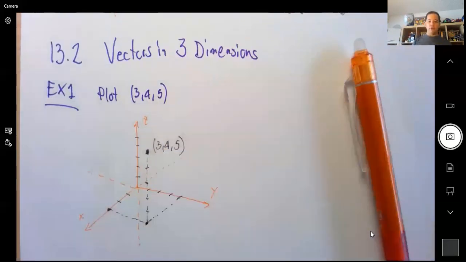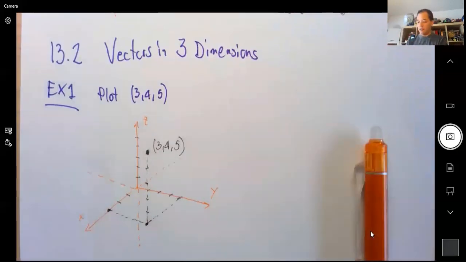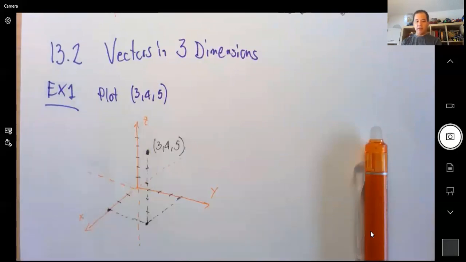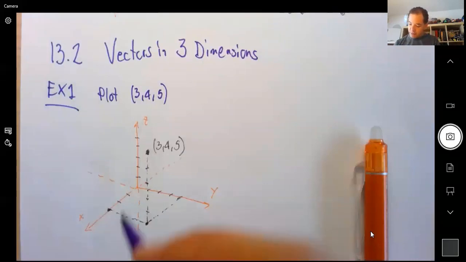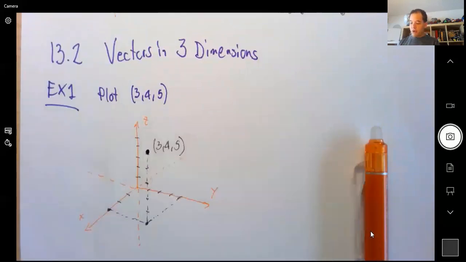How you do it? So you go 3 units in this direction, 4 here, and then 5 here, right? And then the resulting point would be this one over here, the one that has the coordinates 3, 4, 5.